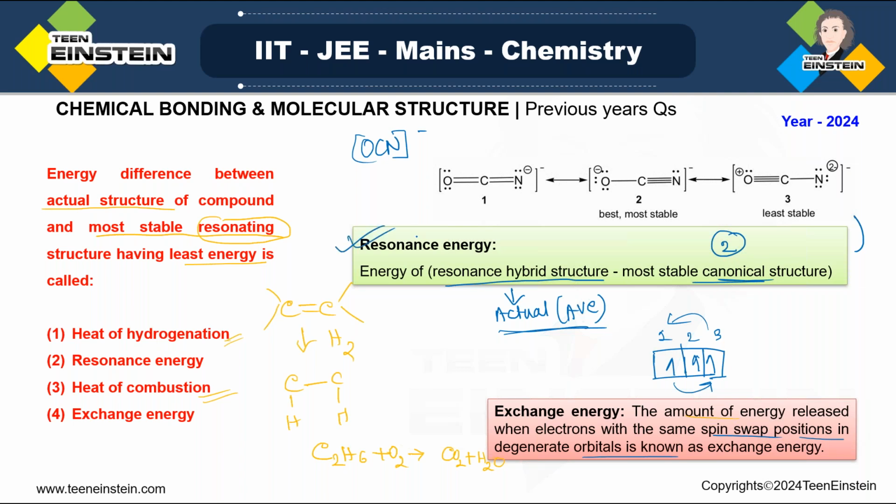You can also write it like this: the energy difference between the resonance hybrid structure, which is nothing but the actual structure, the same thing mentioned in the question, and the most stable resonating structure or canonical structure, that is resonance energy. So option 2 is the correct option.